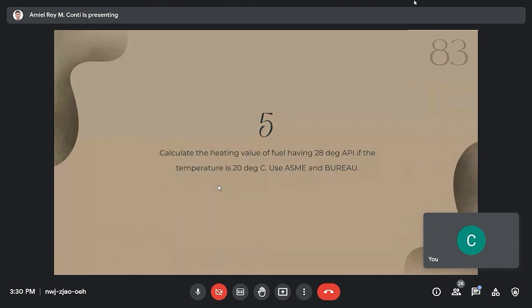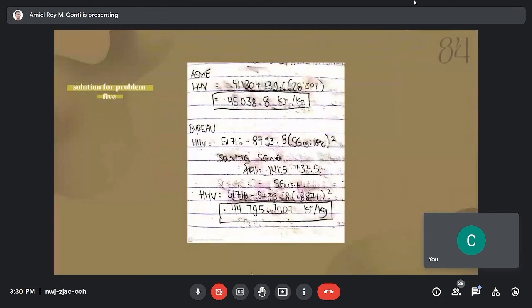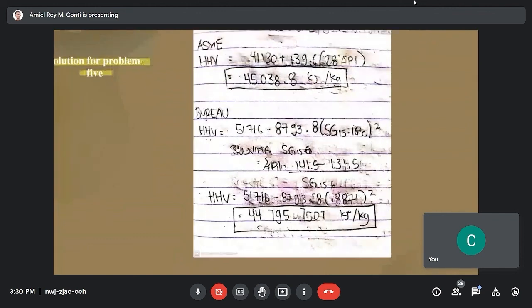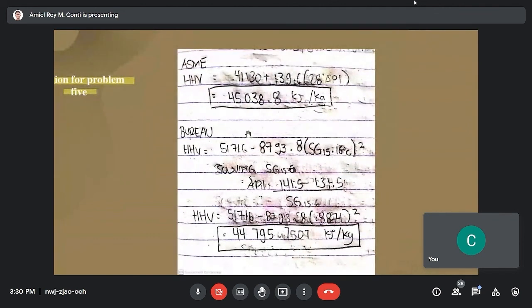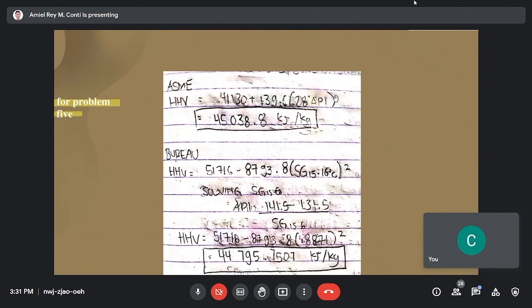Next problem naman po is continuation lang din nung unang problem. Ngayon naman, ang hinahanap is yung heating value ng fuel na may 28 degrees API using the ASME or the Bureau of Standards formula. So, proceed tayo sa solution. Sa solution niya, given na yung formula. Yung high heating value, 41,130 plus 139.6 multiplied by the degree API. By plugging in the 28 degrees API, makakakuha tayo ng high heating value na 45,038.8 kilojoules per kilogram.